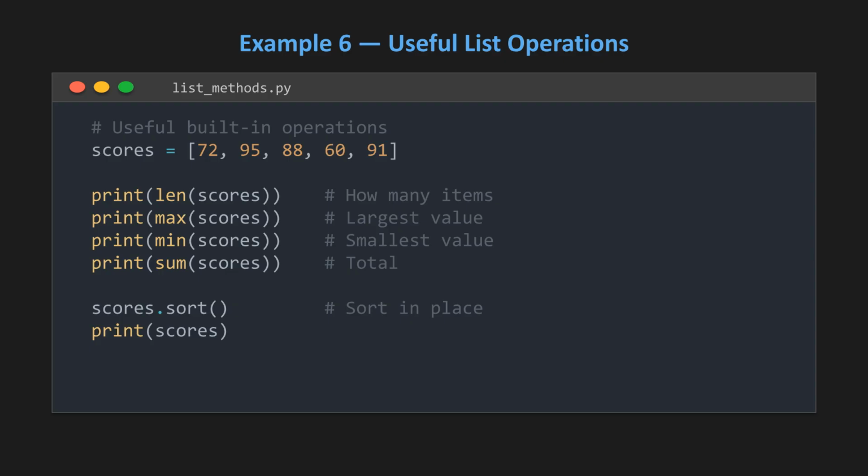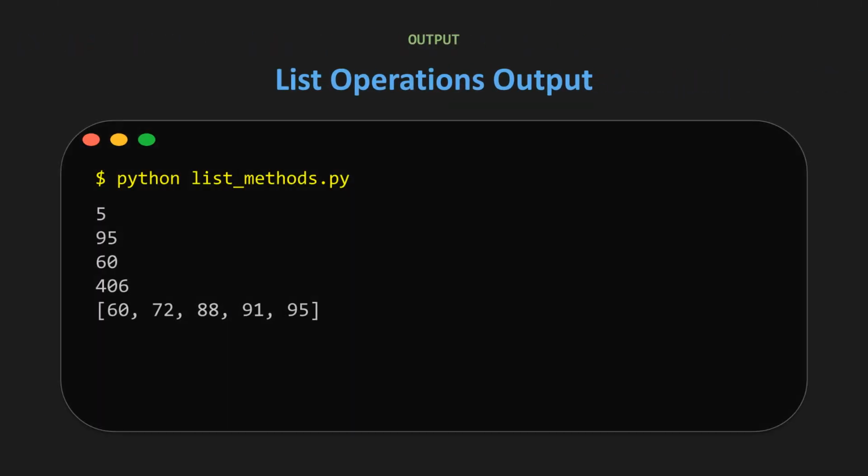Python provides useful built-in functions for lists, such as len, max, min, and sum. The sort method modifies the list in place to order its elements. Running the code outputs the length, maximum, minimum, and sum of the numbers list. The last line shows the list after the in-place sorting operation has been applied.